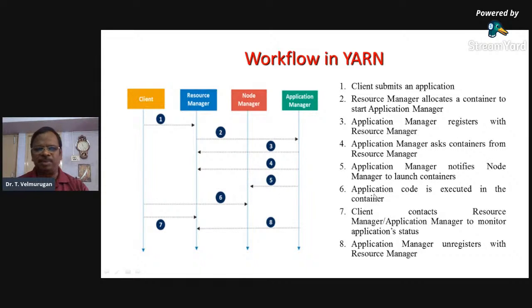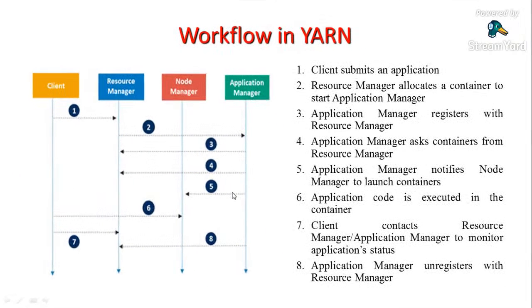In the sixth operation, the application code is executed in the container. In the seventh, the client contacts the resource manager or the application manager to monitor the application status. Then in the eighth operation, the application manager unregisters with the resource manager. This is the working flow of Yarn.